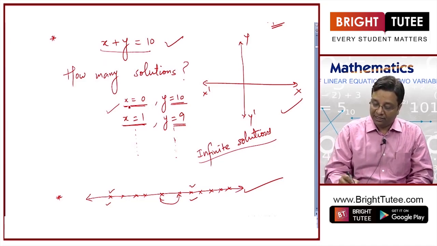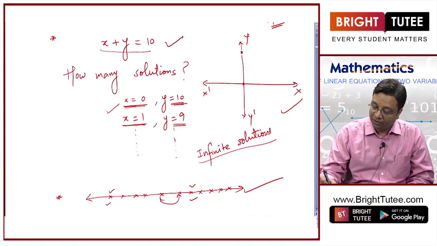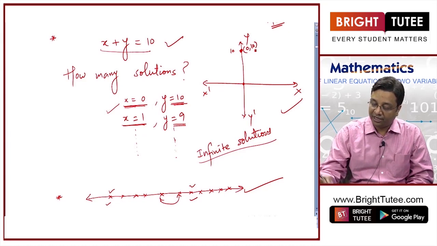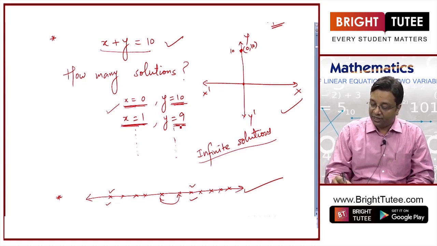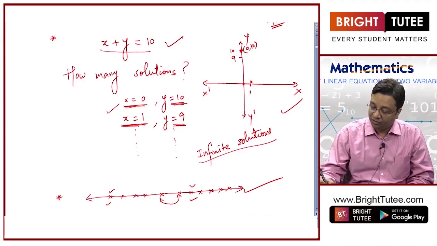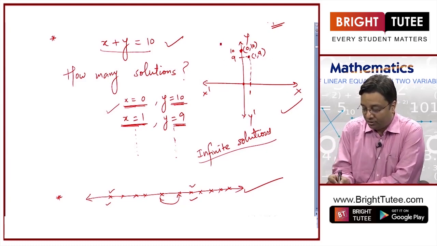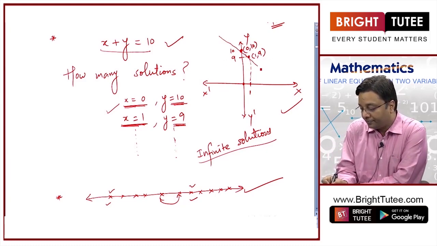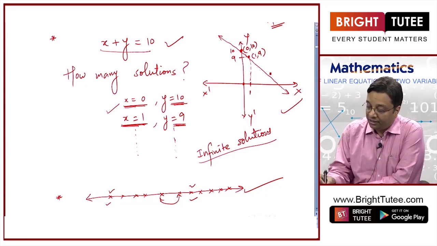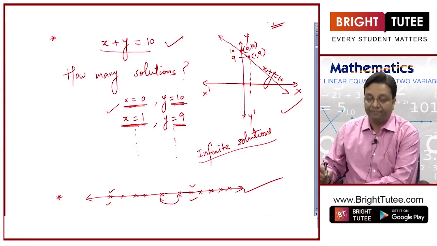Now, if you have got x equal to 0, y equal to 10, this is 1 point. So, where is x equal to 0 and y equal to 10? Let us say this is 10. So, this is the point for x equal to 0 and y equal to 10. For x equal to 1, y is 9. Let us say this is 9 and this is 1 here. So, where will you find the point 1, 9? This is the point. Now, you have got 2 points here. So, you can draw a line. Now, this line is for x plus y equal to 10.